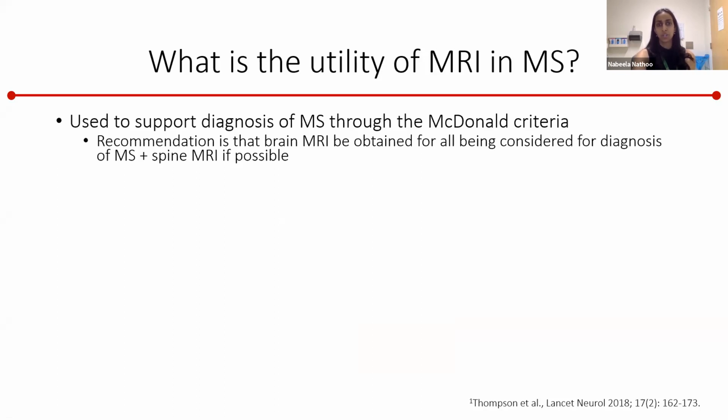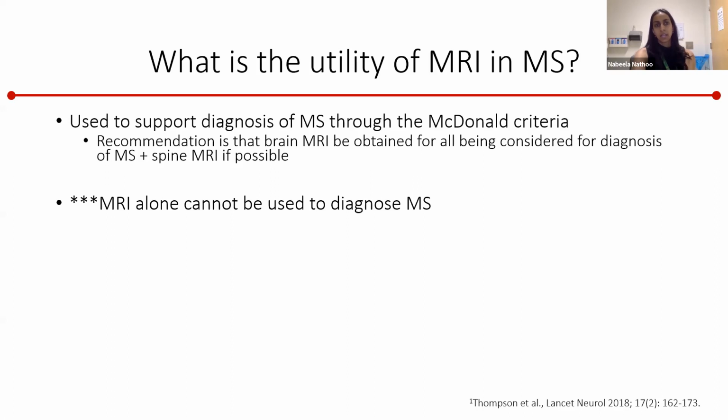But the recommendation is that if somebody comes in with what sounds like a clinical demyelinating event, you would obtain a brain MRI with and without gadolinium, and I'll get to that. And if you can, also get the spine, and if you can only pick one part of the spine because it takes a long time to image the entire spine, it would be the cervical spine.